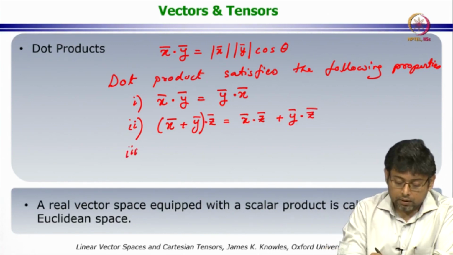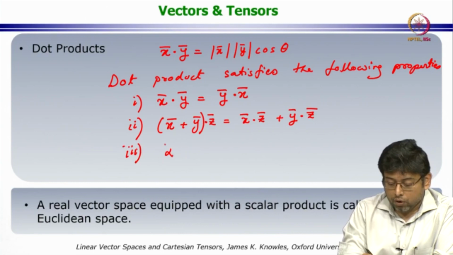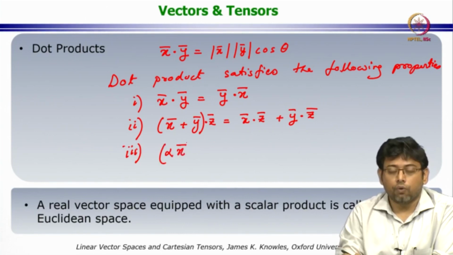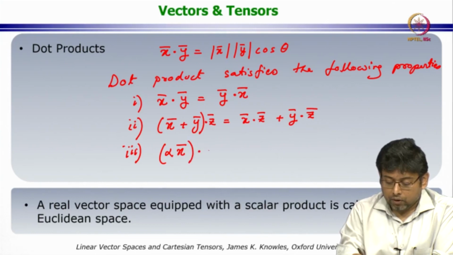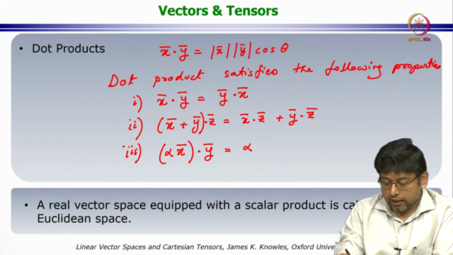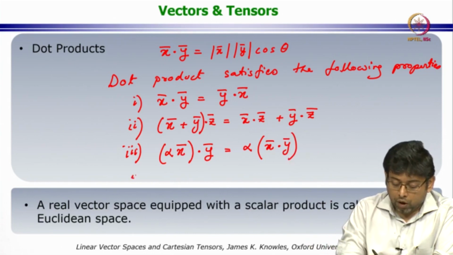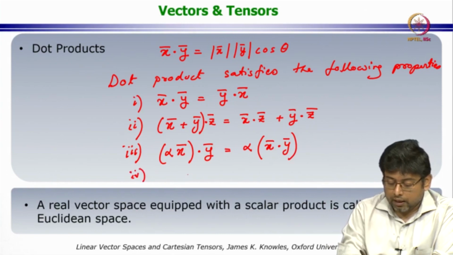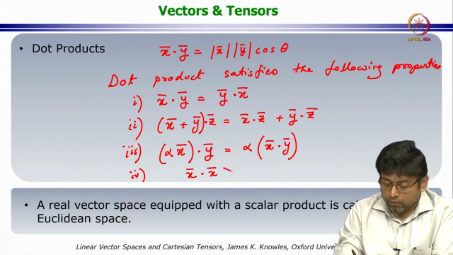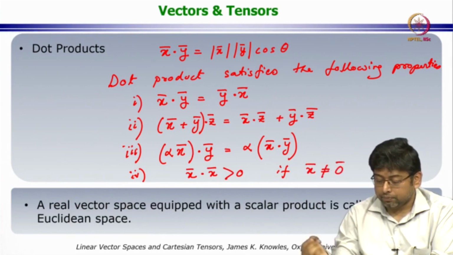The third is multiplication with a scalar, because that we haven't specified yet. Let us say you want to evaluate this, where alpha is a scalar quantity and x is a vector dotted with another vector. This is the same as taking the alpha out and doing the dot product of the two and evaluating this. You can also show very easily that the dot product of a vector with itself is always greater than 0 if x is not the null vector.